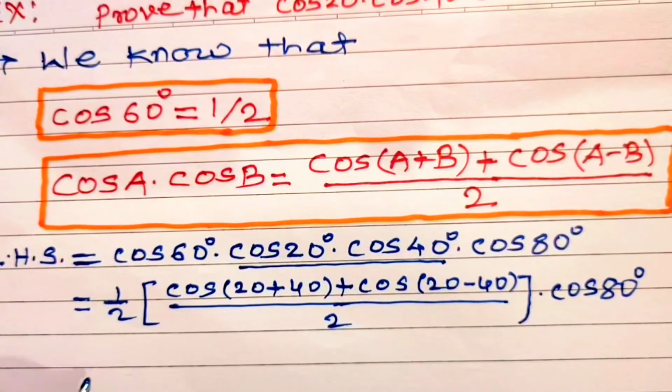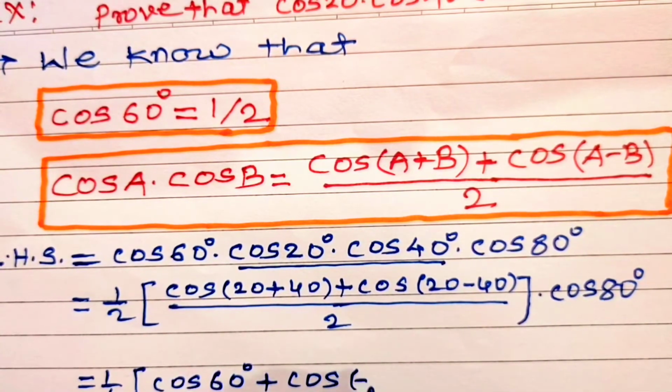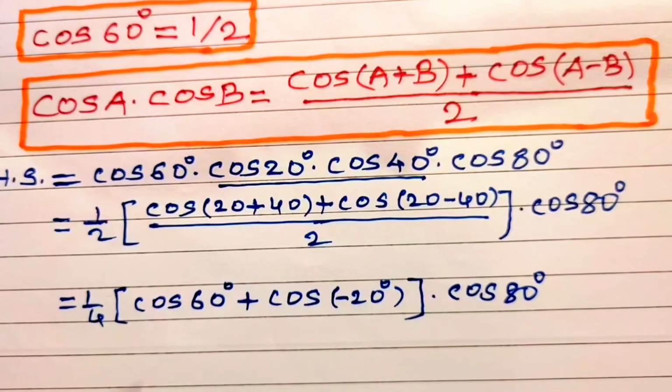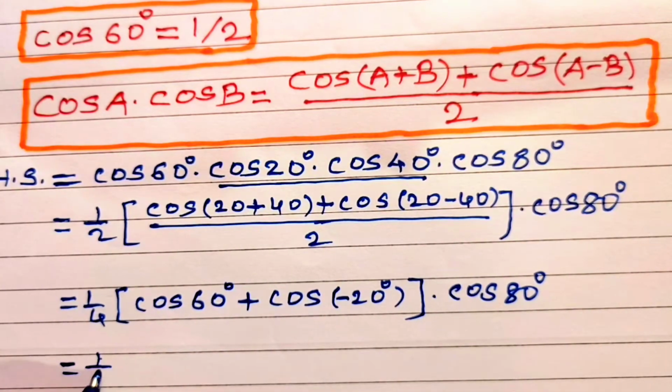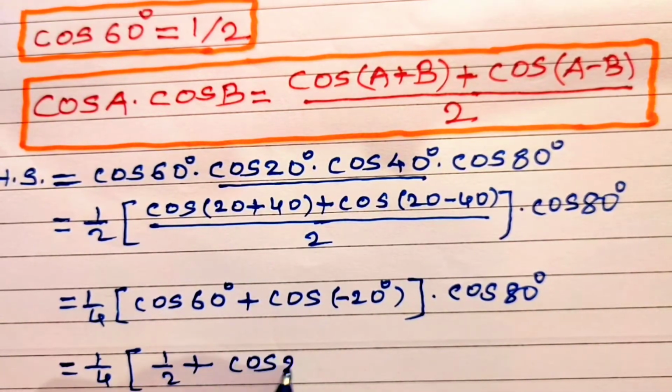Simplify this. This is equal to 1 upon 2 and this 1 upon 2, that becomes 1 upon 4 into bracket cos of 20 plus 40, that becomes 60 degree, and this cos of 20 minus 40, that is minus 20 degree. Bracket close into cos of 80 degree. But we know cos 60 degree is equal to half. Again put here. This is equal to 1 upon 4 into bracket half plus, cos minus theta is cos theta, so cos of 20 degree into cos of 80 degree.